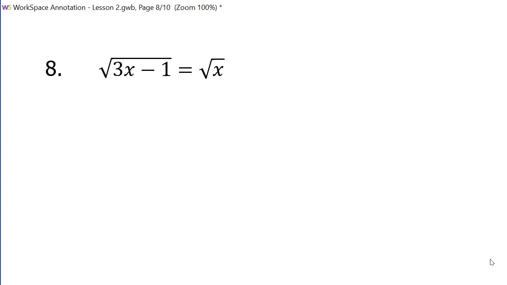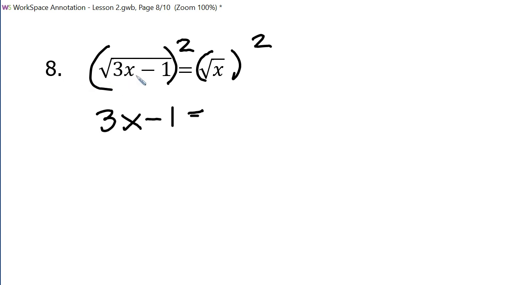Number 8, where is the x? On both sides, but what is it under? Square root. So what's the opposite of square rooting? Squaring. So I need to square the left side. And if you square the left side, you also have to square the right side. And what happens when you square a square root? It cancels. So bring down what's under it. So bring down the 3x minus 1. And bring down the x.